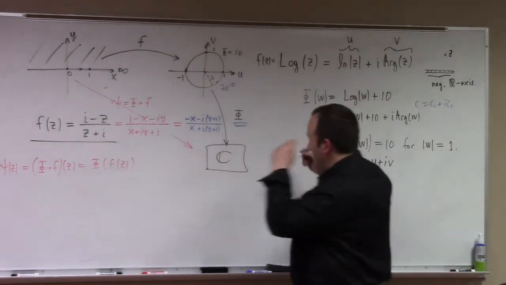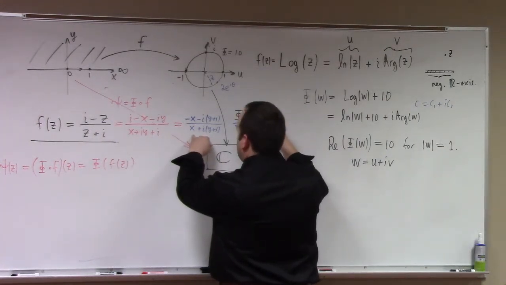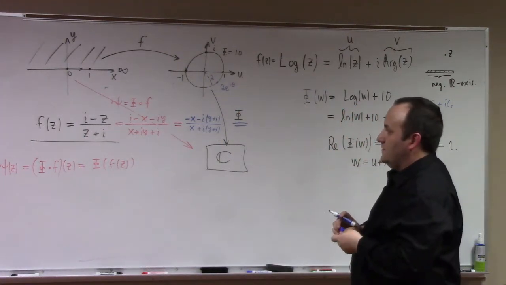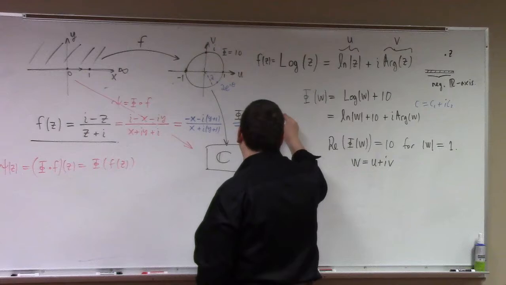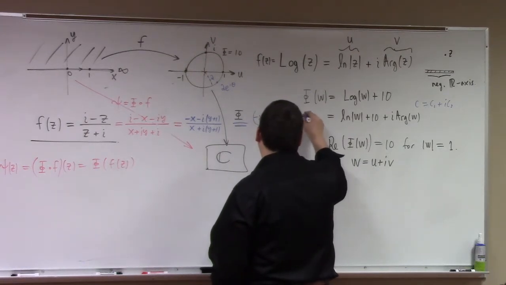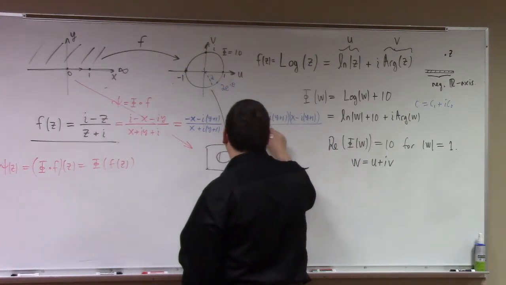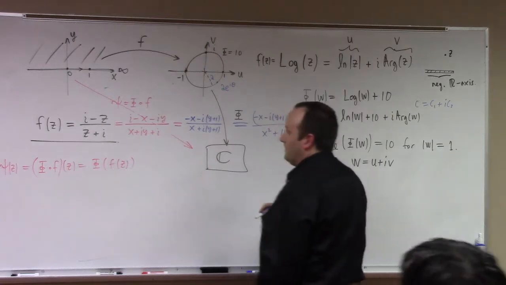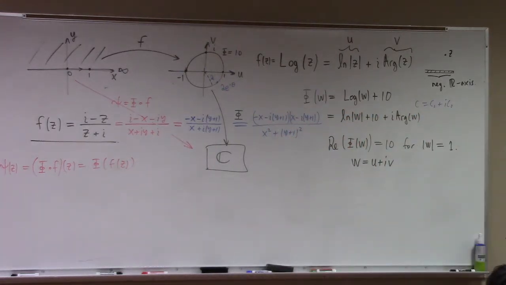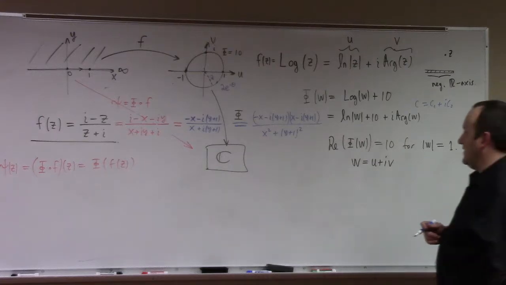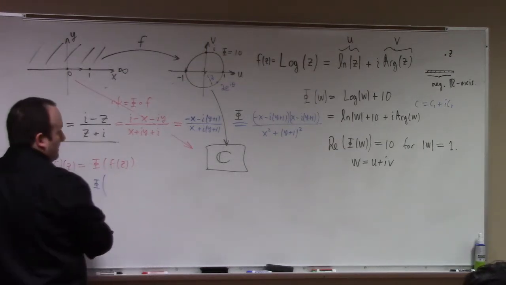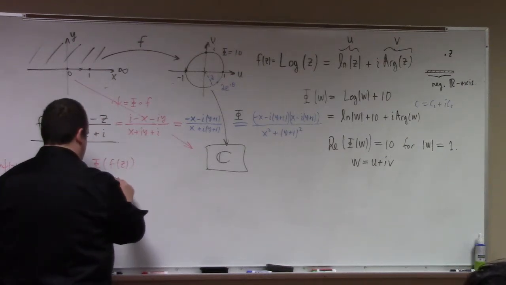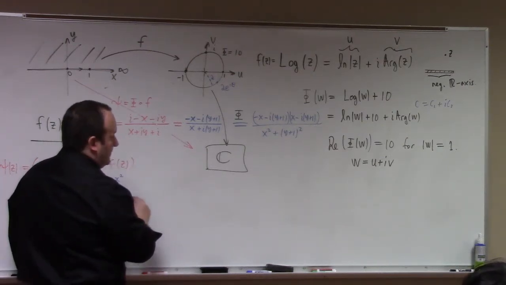So this is really minus x minus i times (y plus 1), times x minus i times (y plus 1), divided by x squared plus (y plus 1) squared. And so what's that numerator work out to? I'll do it down here. You have minus x squared. What's the other real component? Minus (y plus 1) squared.